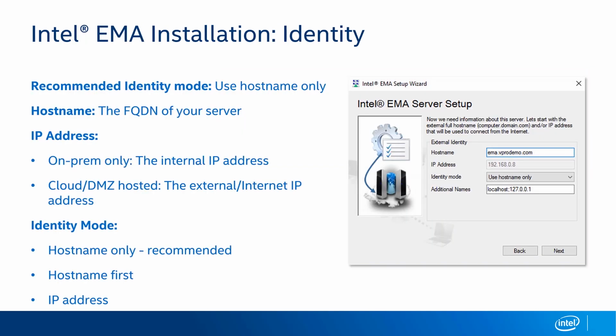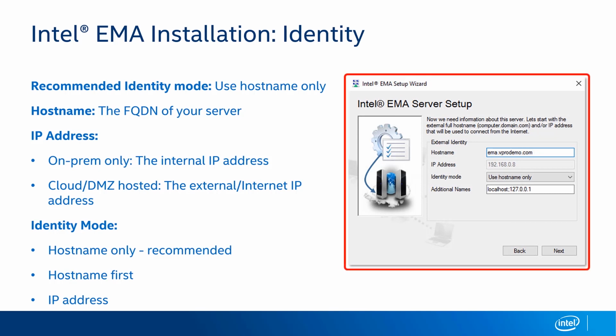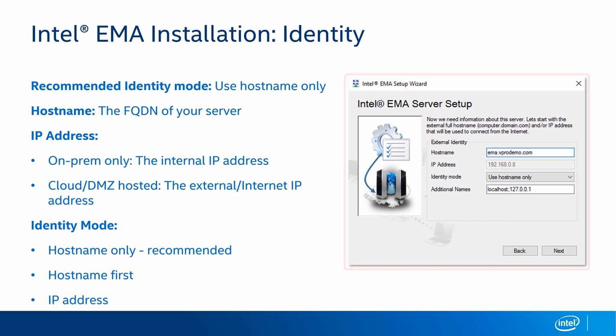So one of the key things to understand is identity when you're doing an installation of Intel Endpoint Management Assistant. You're going to see this dialog pop up asking you how you want to define the external identity of the server. We always recommend using a host name, a fully qualified domain name, to identify your server, especially if you're going to do cloud-based installs. This is very important because this is, again, how your devices that are out on the internet are going to find this server. You can use IP address only if you want to.